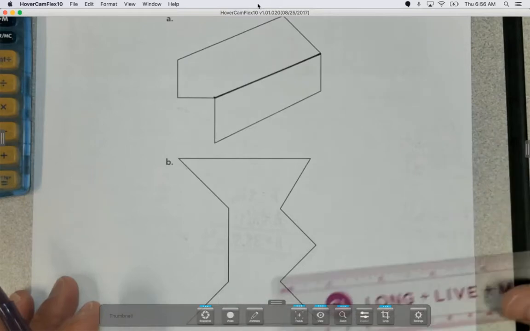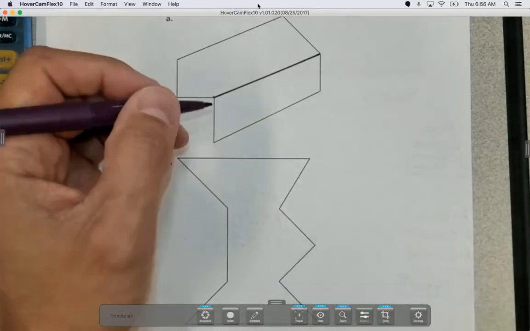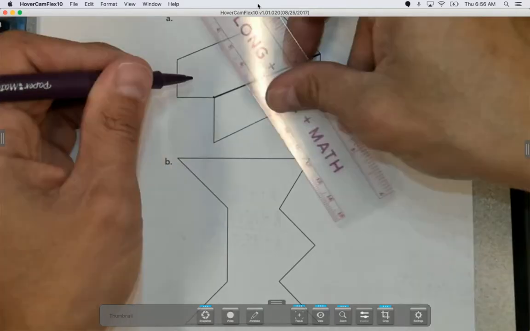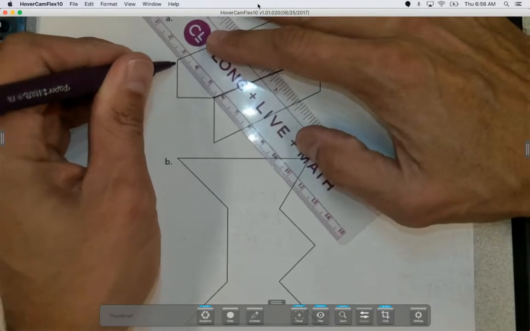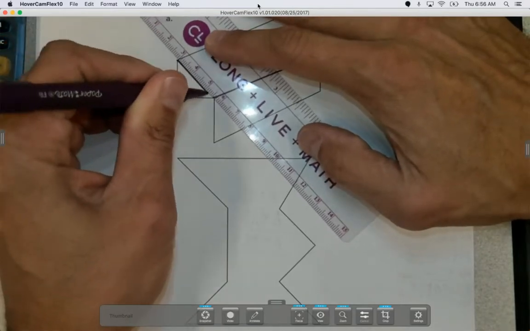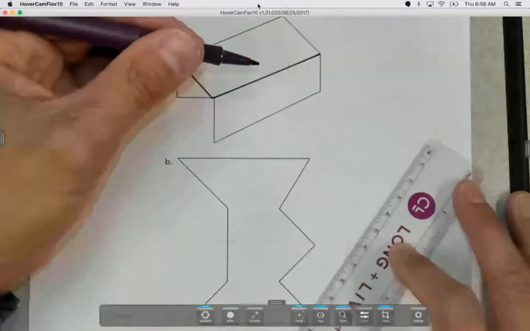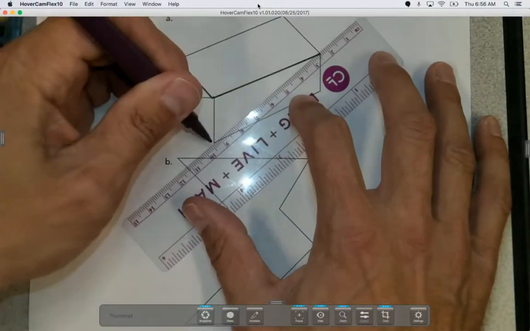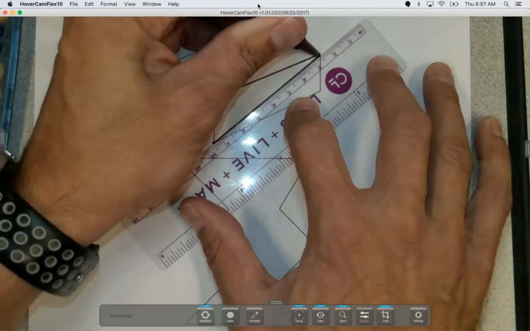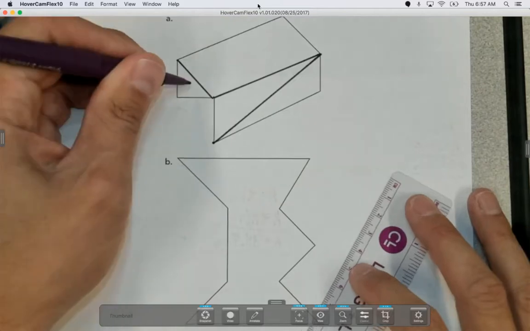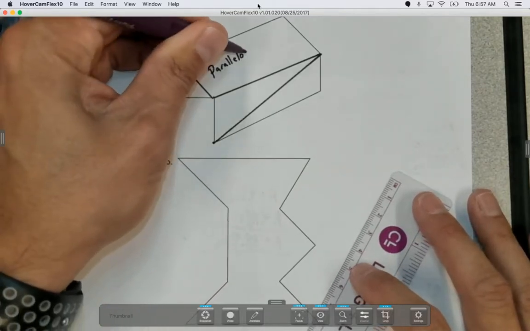I think that's a parallelogram. Perhaps. But I want to try. I can't tell if this bottom one's a parallelogram. There's a whole bunch of ways to do this, but we need to make sure that we are making this into parallelograms because we know how to find the area of parallelograms.